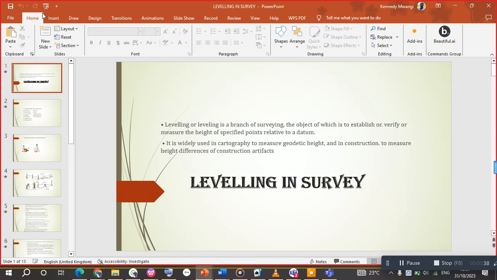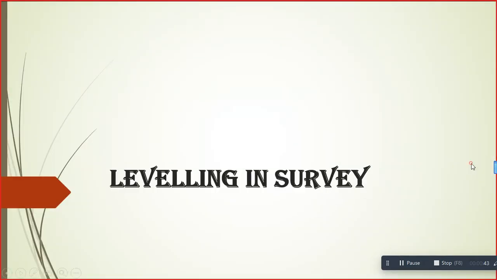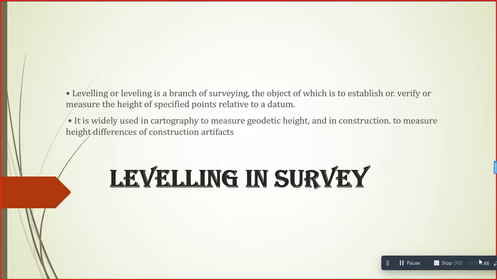Okay, leveling. Leveling is a branch of surveying, the object of which is to establish or verify or measure the height of specified points relative to a datum. A datum is a point whereby we take our measurement when doing surveying. You refer to a point, and that point is what we call the datum. It is widely used in cartography to measure geodetic heights and in construction to measure heights of construction artifacts.